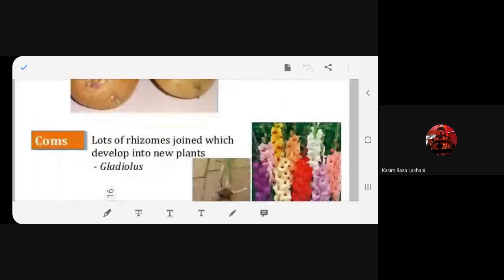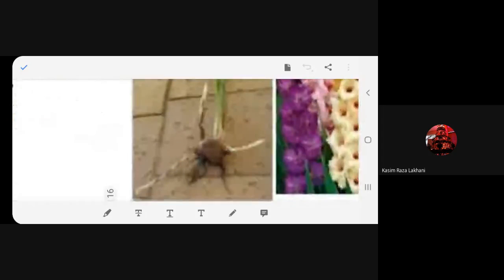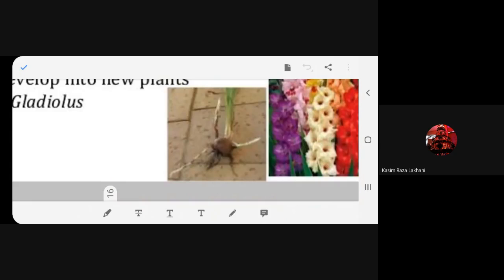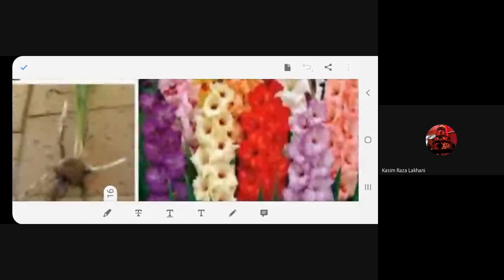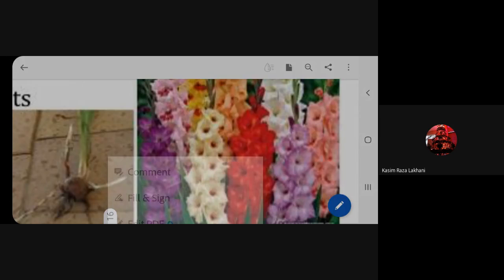Now we come to corms. So you can see over here, lots of corms joined like this. They are joined to give so many plants. See, it's a cluster of corms which is giving rise to so many plants. You get this in gladiolus. These are flowers, beautiful flowers. So these are called gladiolus. Okay?